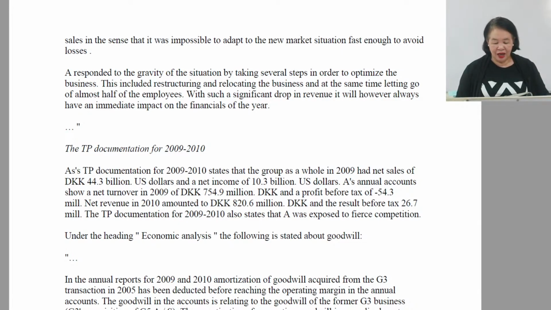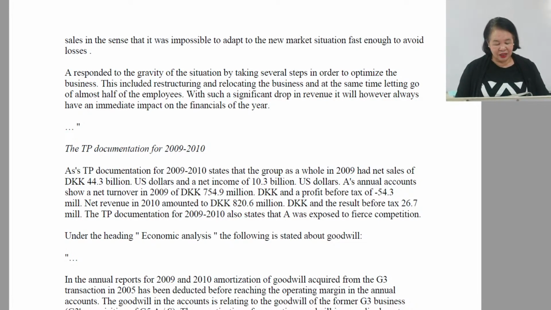No? A's annual accounts show a net turnover in 2006 of Danish kron 754.9 million, Danish kron, and a profit before tax of negative 54.3 million. No? Negative. Imagine, sa sales niya na 44.3 billion, negative pa. Net revenue in 2010 amounted to Danish kron 820.6 million. No? Danish kron, and the result before tax 26.7 million. Ito yung 26.7 million. Yung na net income before tax, okay na to.